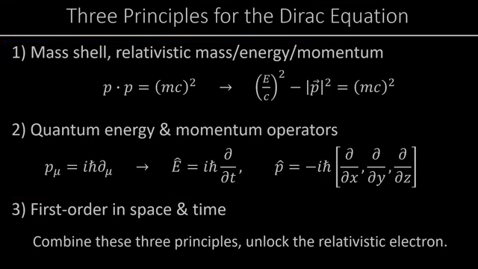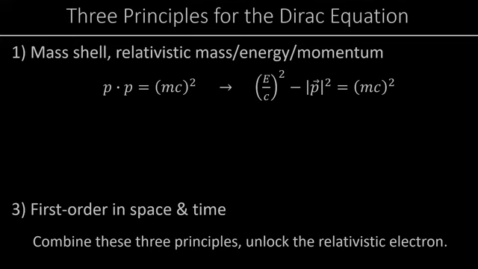Well, the first and second principle are pretty straightforward, because the mass shell gives us an equation where we have energy and momentum, and so all we have to do then is plug the energy and momentum operators into that equation. Problem is, as long as the mass shell has energy and momentum squared, then those operators are going to be second order, so that's no good.